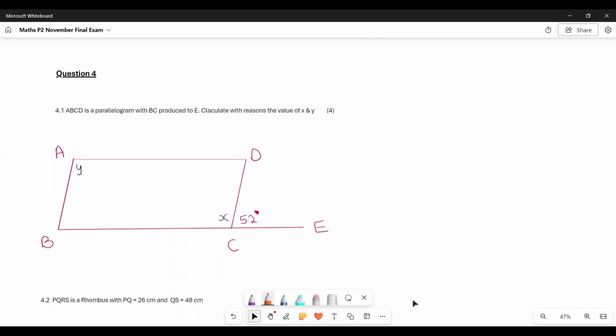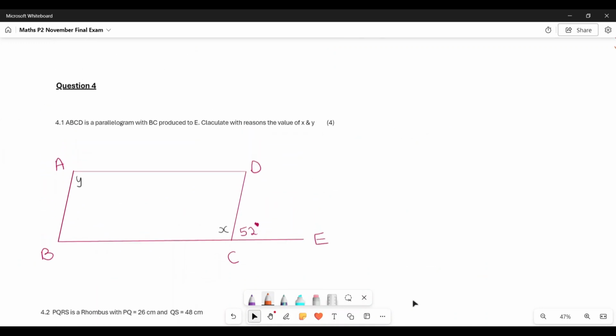Now, moving on to the last question, which I want us to look into here, ABCD is a parallelogram. Now, you need to know the properties of your parallelogram. What do we know about the properties of a parallelogram? We know that opposite lines are parallel to one another, right? So this here is going to be parallel with that. And we also know that your opposite lines are going to be equal to one another.